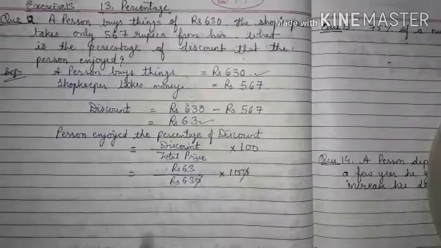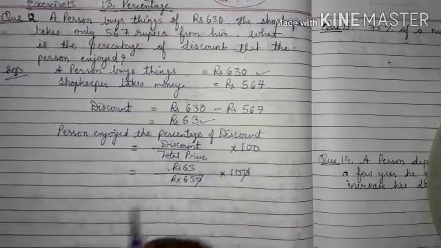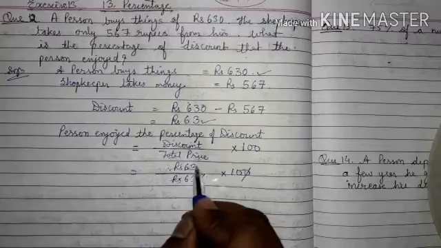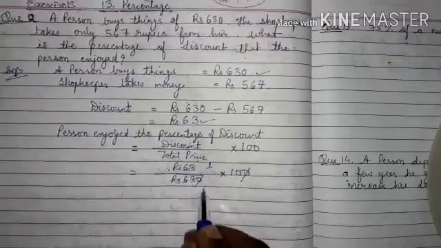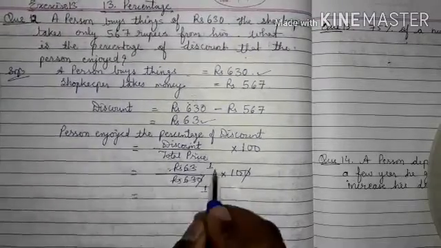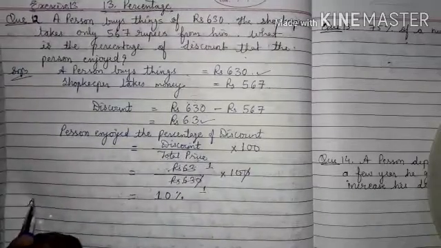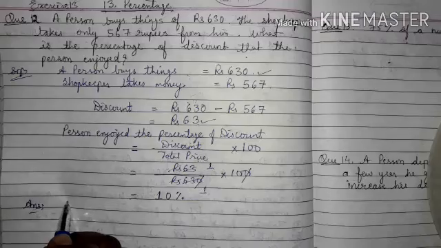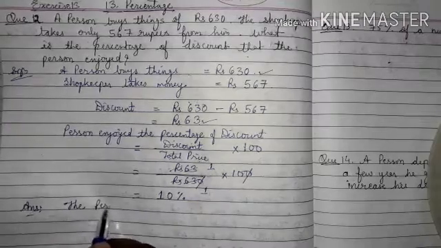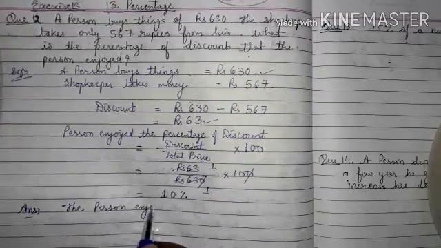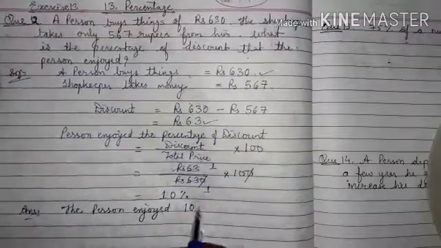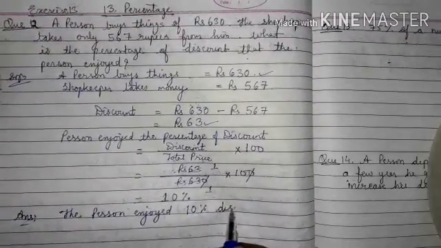So the zeros cancel. Rupees cancel. Now 63 one times 63, 63 one times 63. So 1 multiplied by 10, 10%. So the answer is the person enjoyed 10% discount.